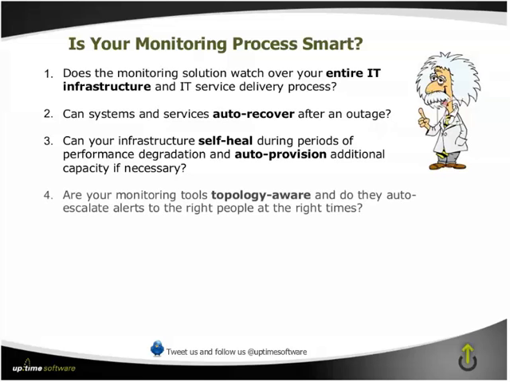Are your monitoring tools topology aware, and do they auto-escalate alerts to the right people at the right time? So thinking back to that example of the sea of red or the alerts coming out to every member across every silo instead of directly to the team that needs to resolve the problem. Is your tool actually topology aware and able to detect changes in that topology and automatically figure out who's the right person to receive an alert in the event of an outage?